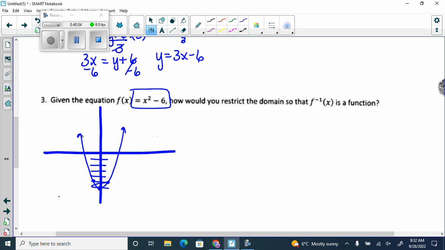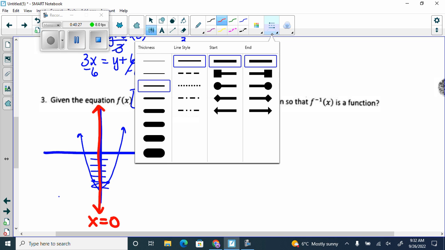So how would I restrict the domain so this would be a function? Where is this graph cutting in half? On the y-axis. And what is x on the y? Because I'm asking for domain here. X equals what on the y-axis? 0. So the y-axis is just the equation x equals 0, and the x-axis is the equation y equals 0. We agree?